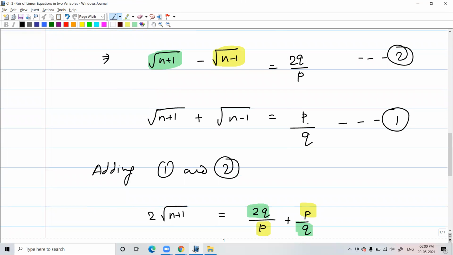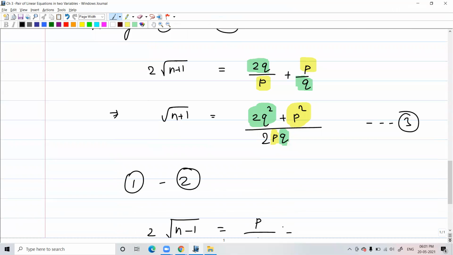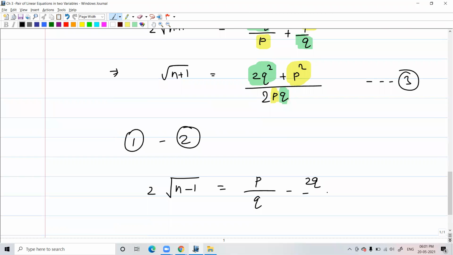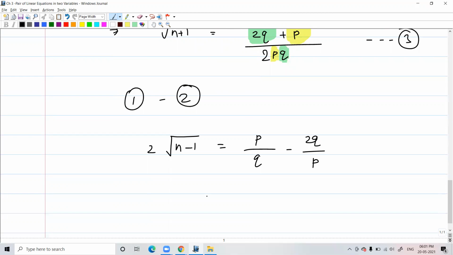So this will be, I'm doing 1 minus 2. So I will write p by q and then minus of this thing, 2q by p. Minus of 2q by p. And simplify the RHS like we did last time. It will be same thing, cross multiplication. So tell me, guys, what should I do here? Cross multiplication, what should I write here? This is not complicated. This you should be able to tell me. Minus 2q square plus p square.